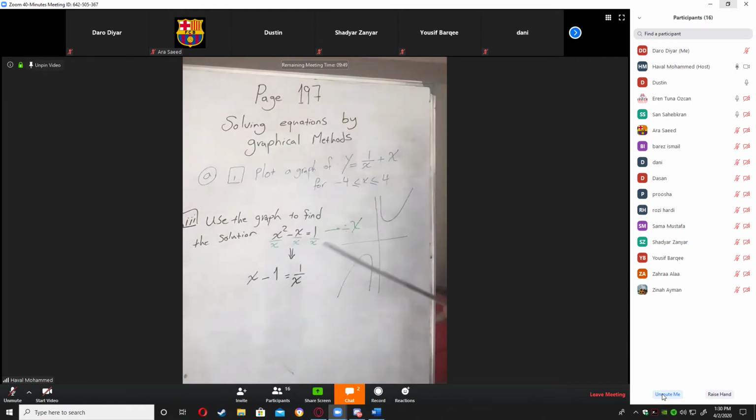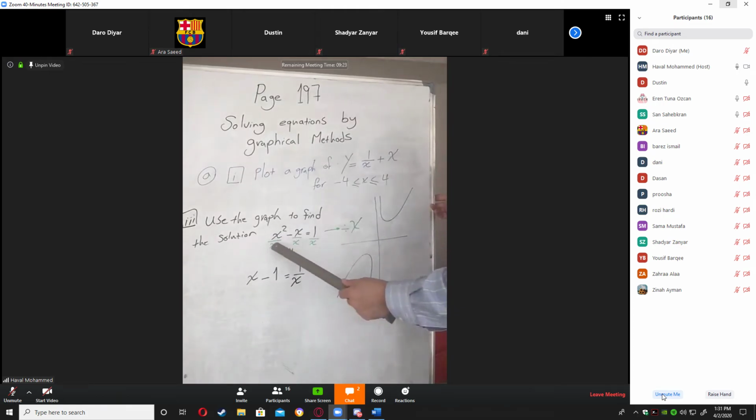That's fine. Look, what do we have? x squared minus x equals 1. I need to manipulate it so I can make it the same as this. What we have here is 1 over x, first of all. I need to divide everything by x. This is our idea. That's why this is the most difficult one.